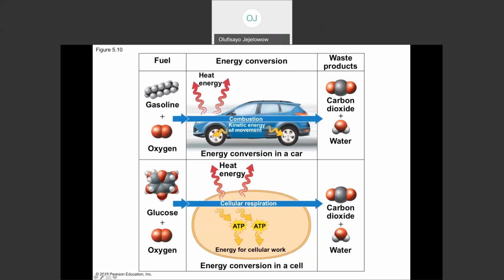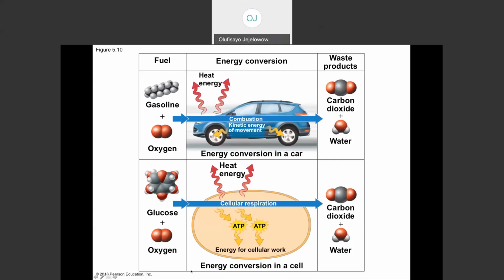Some of that energy is converted to heat energy. You have to cool your engine or it would explode. And you can even feel the heat on the tires and so on and so forth. And you see the exhaust releasing carbon dioxide and water to the environment.